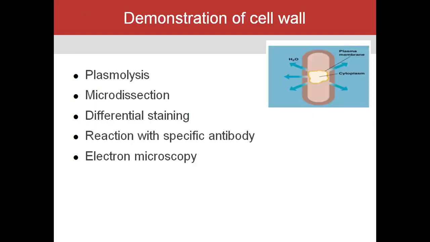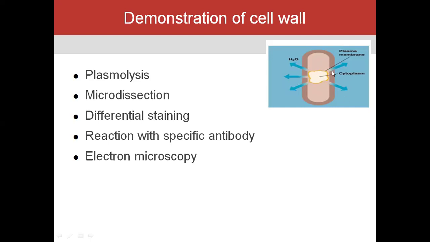Now, demonstration of the cell wall. How can we see the cell wall? Generally the cell wall cannot be seen by the light microscope, and it does not stain with simple dyes. So how can we demonstrate the cell wall? The first one is plasmolysis. So what is plasmolysis? It is when the bacteria is placed in hypertonic saline.